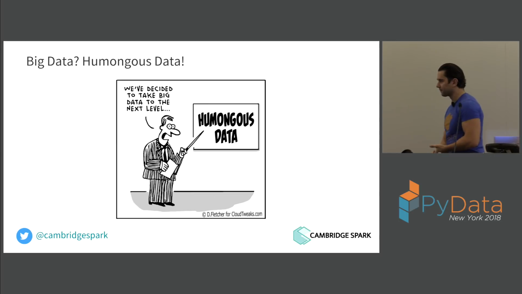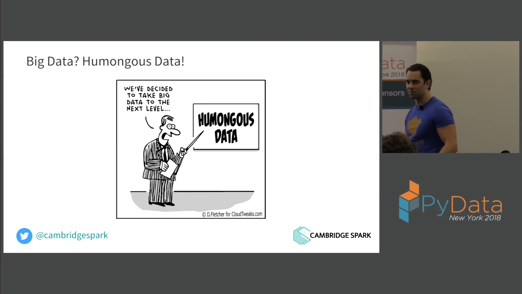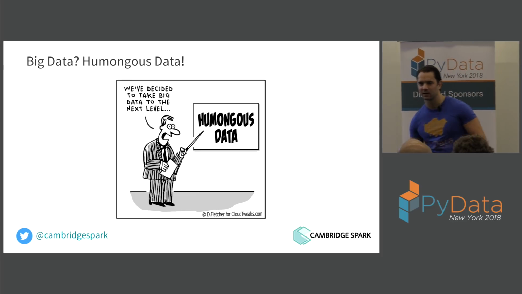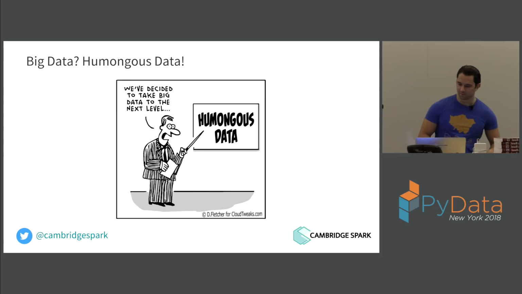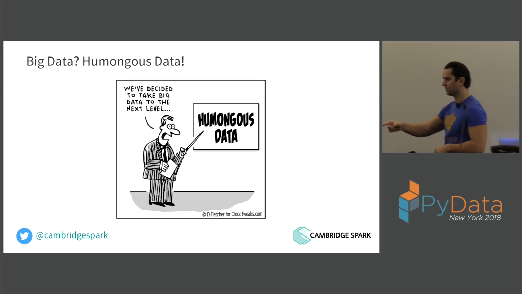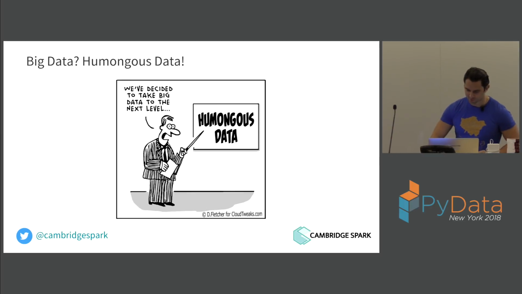So before I get going, you always hear big data. These days, like AI, makes money, it sells, it's great for marketing and sales. So at Cambridge Spark, we decided to go next level. We're going to go humongous data. That's the new buzzword, blockchain compliant. Here we go. Humongous data it is.